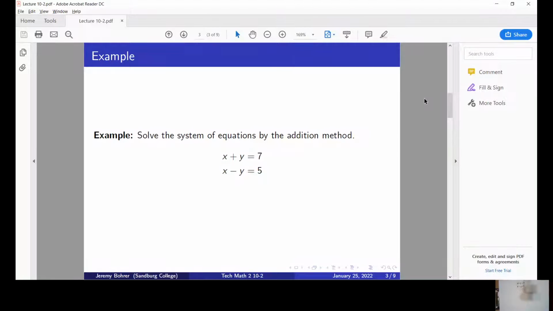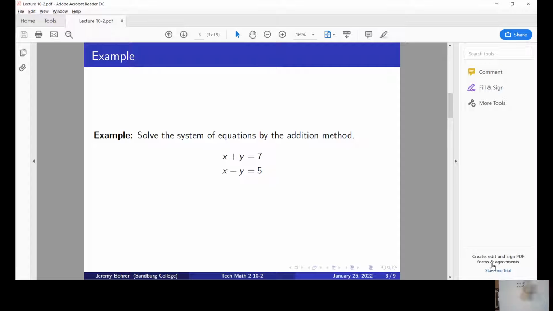In this video, we're going to look at the examples in the Chapter 10, Section 2 slides, and we're going to start off with this one. Solve the system of equations by the addition method, and our system of equations is two linear equations, x plus y equals 7 and x minus y equals 5.